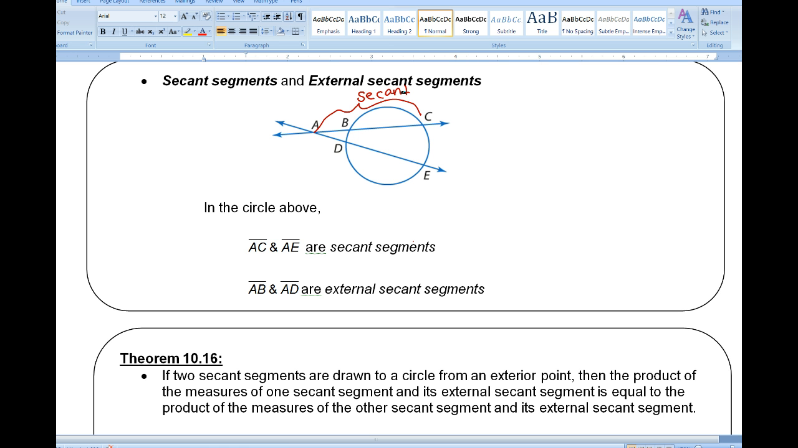If we think about what external means, when we think of something being external, we think of it being outside. So what part is outside? AB and AD. Those are external secant segments. We need to understand the whole secant segment versus the part that's just outside, because we need to be able to identify both parts for the next theorem. Okay?